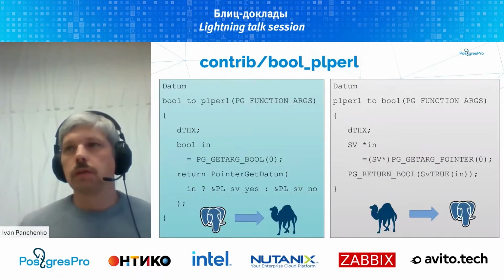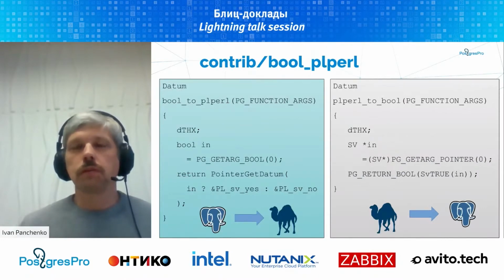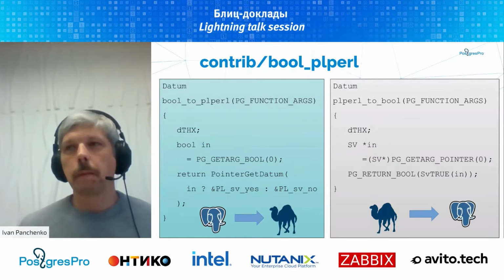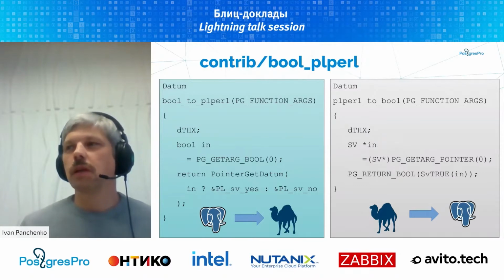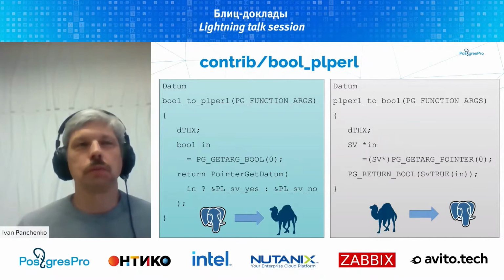When I saw that, I decided to create a contrib module. It was quite simple. Here are the functions and the way they look. We receive parameters from the function, and then give them back in this form. On the left-hand side we convert bool from PostgreSQL to PL/Perl, true or false, and on the right-hand side it's quite the opposite. We take the PL/Perl value, check whether it's true or false, and then return it as a result. It is absolutely simple.